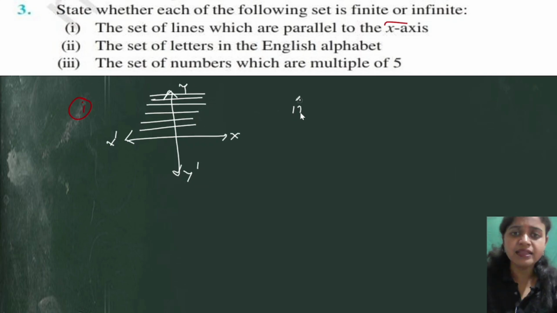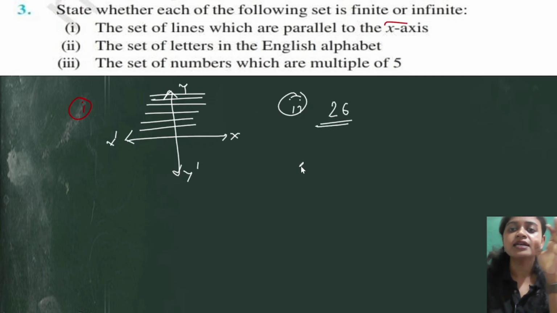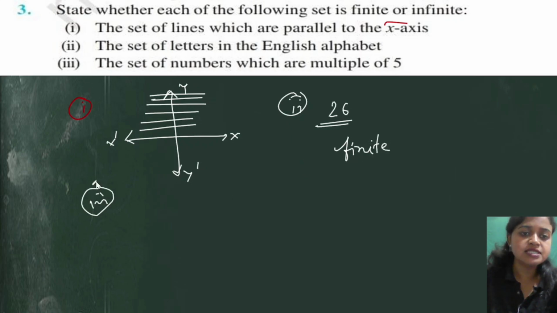Next, question number 2: the set of letters in the English alphabet. You know there are 26 letters, which means there will be 26 elements in this set. That's why it is a finite set. Clear?